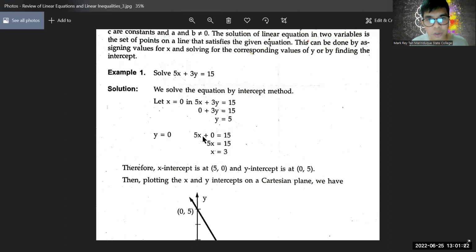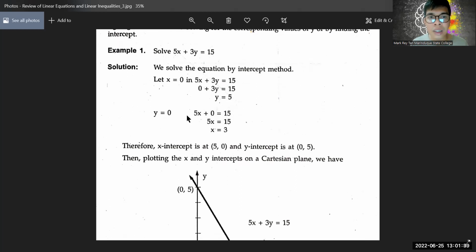Wait lang. No, ito yung sunod natin eh. Ito pala siya. Dito sa sunod natin na let x equal 0, ito siya. Kasi diba, yung ganitong coordinate, this is x and y. So x is 0, y is 5. Okay. Then let's do it for y naman, let's assume y as 0, so it's going to be 5x plus 0 equals 15. Then we divide both sides of the equation by 5, then we're going to have x equals 3.